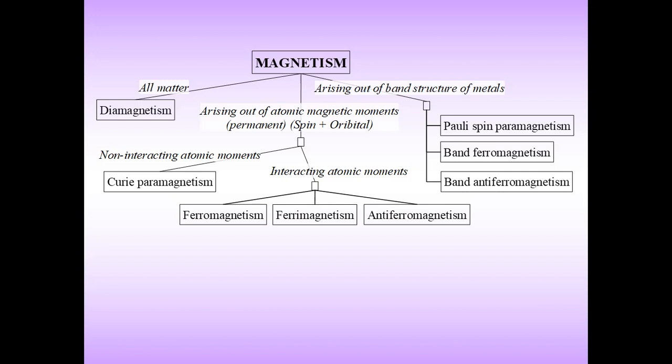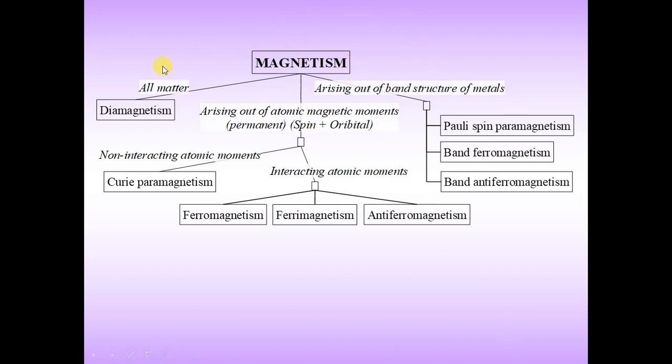The discussion in the previous sections helps to classify materials as diamagnetic, paramagnetic, and ferromagnetic. In terms of the susceptibility, chi, a material is diamagnetic when chi is negative, paramagnetic when chi is positive and small, and ferromagnetic when chi is large and positive.